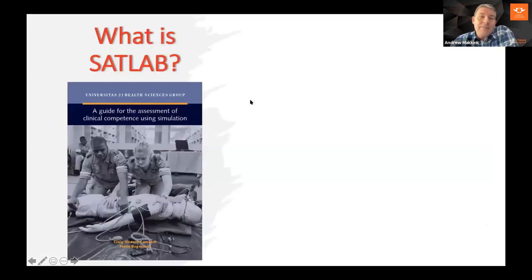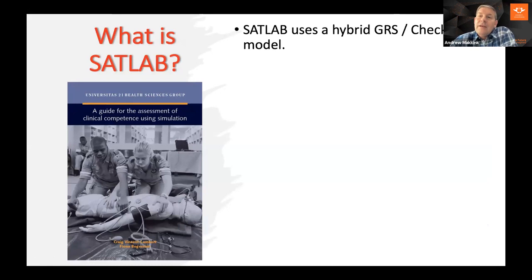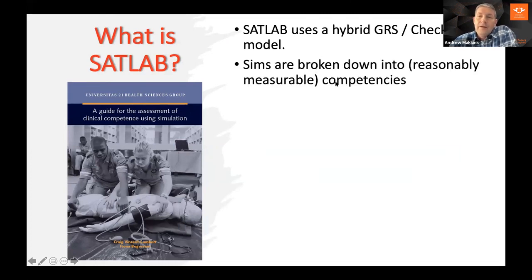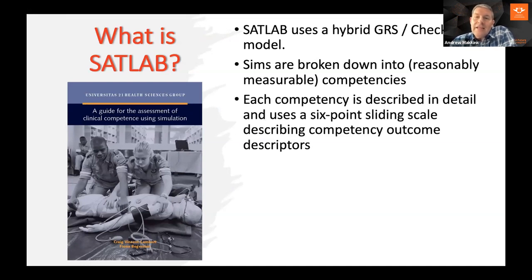So what is Satlab? Karine also showed this picture. Satlab has actually been described in this health sciences group document. What Satlab does is it uses a hybrid global rating score checklist model, where we break down the SIMs into reasonably measurable competencies. So a SIM is made up of a number of competencies that are determined by the assessor or the marker. And each competency is described in detail using a 6-point sliding scale.